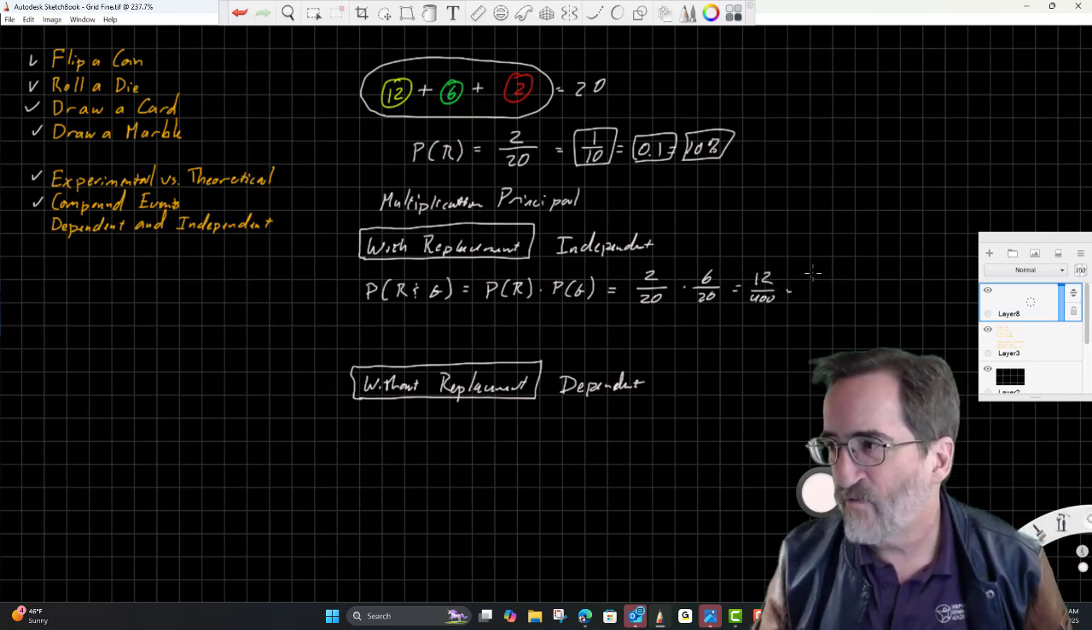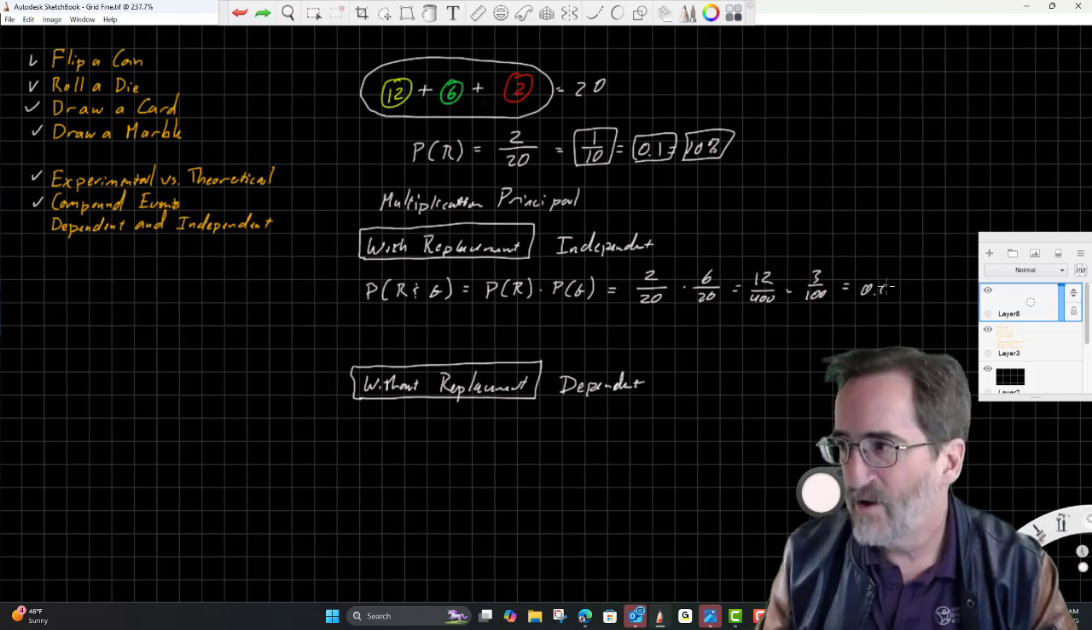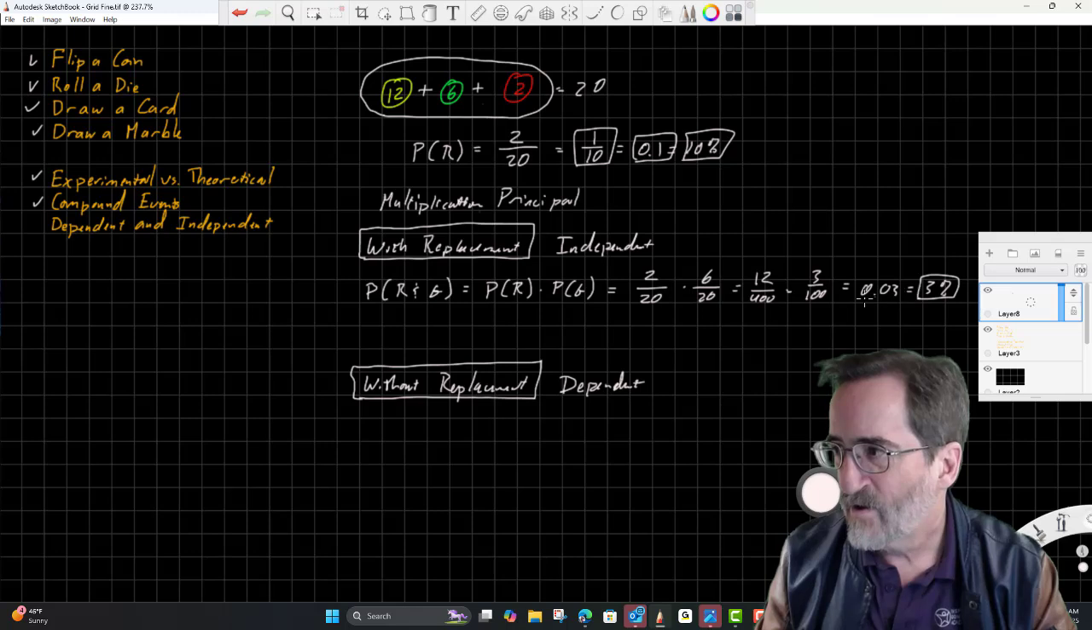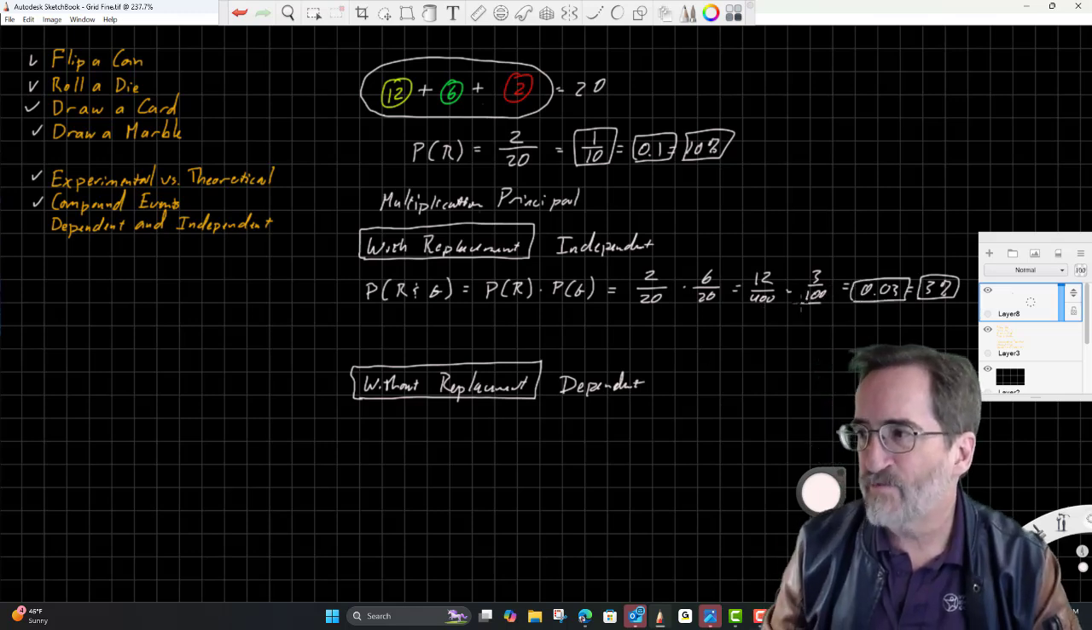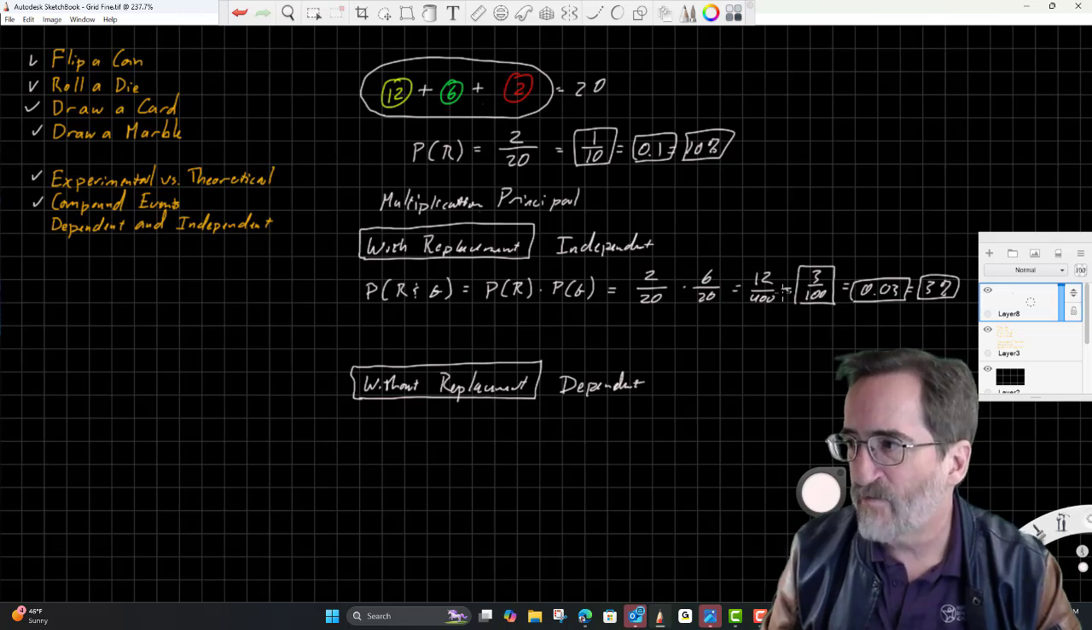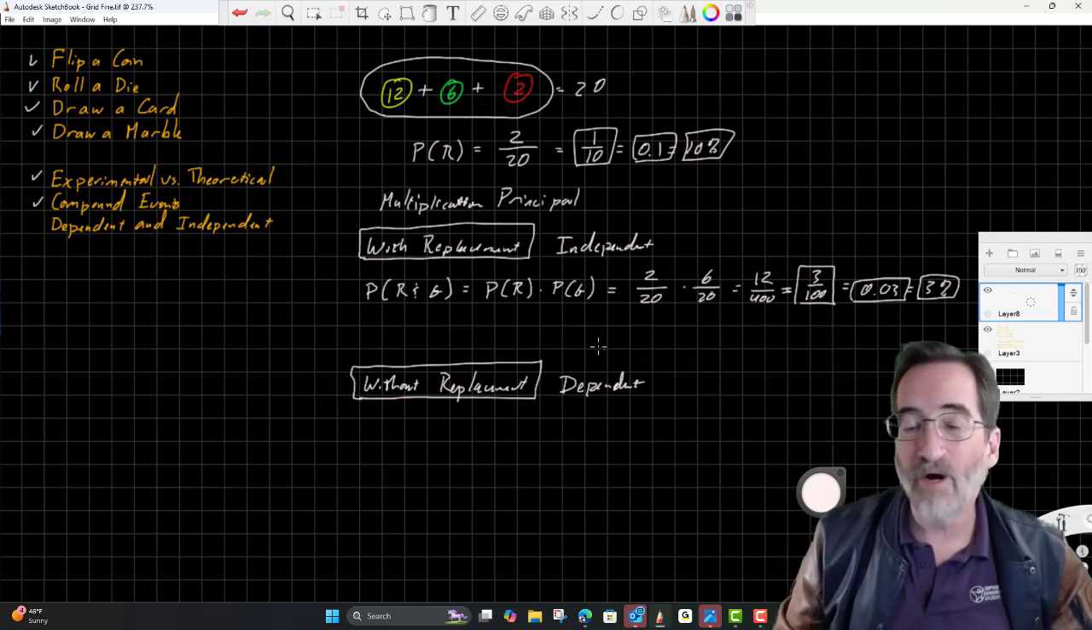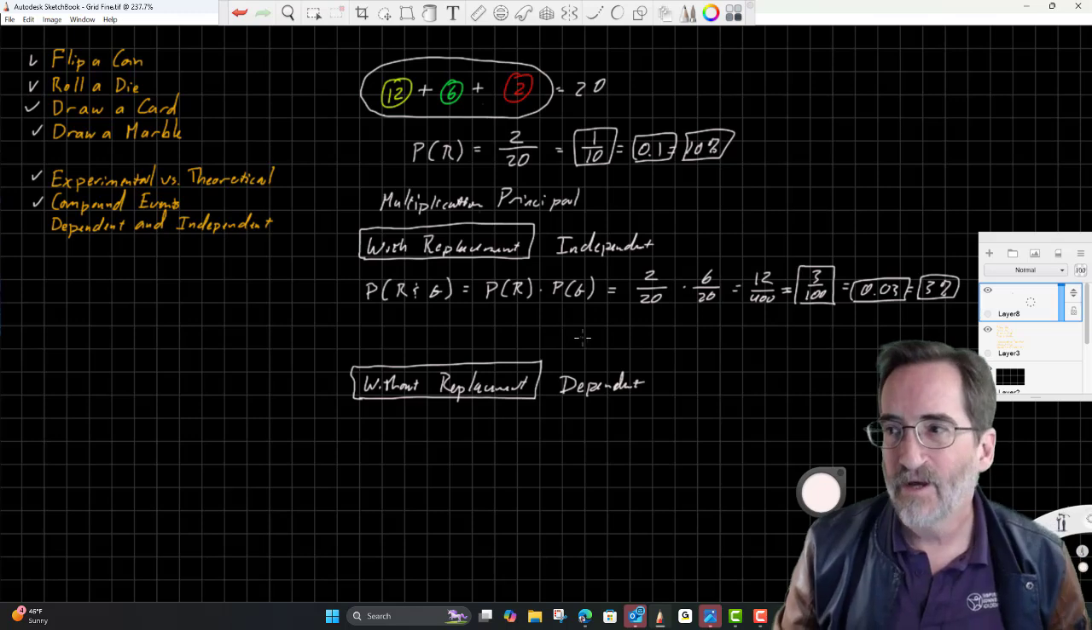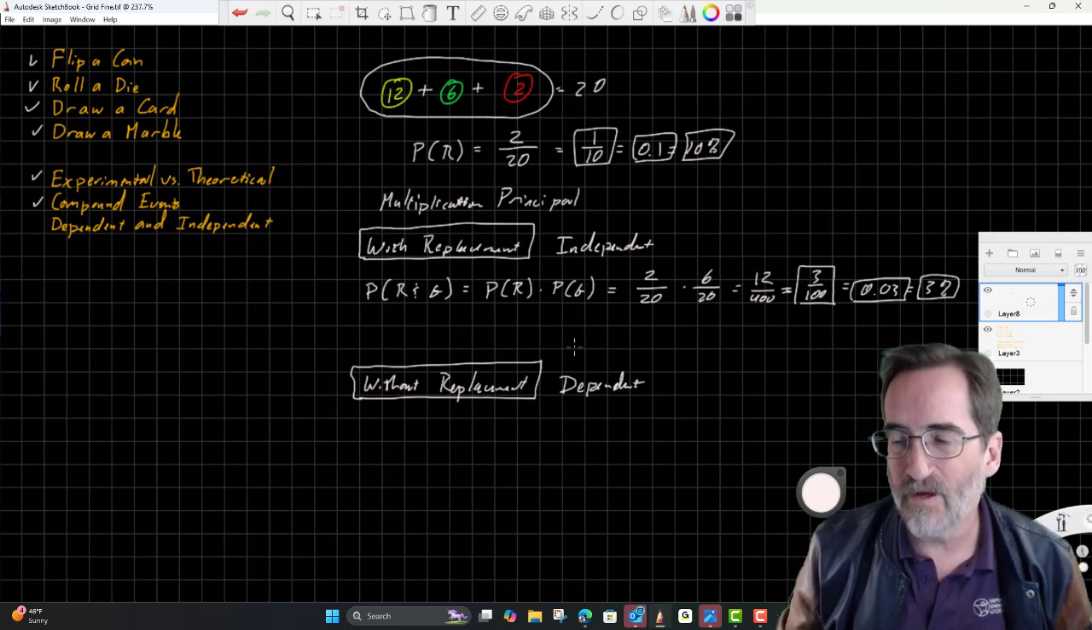Divide by 4, we get 3 out of 100, or 0.03, or 3%. Okay? So we use the multiplication principle to find a compound probability: multiply the probabilities of the two events, and get a combined outcome.